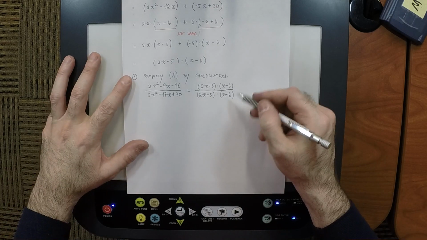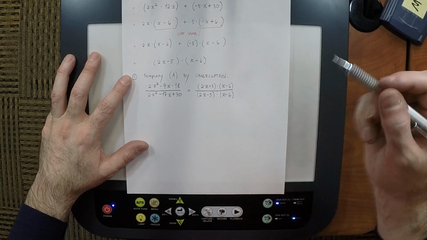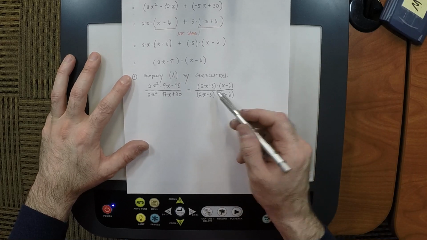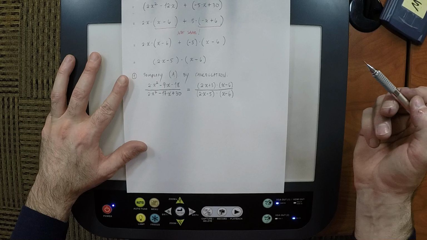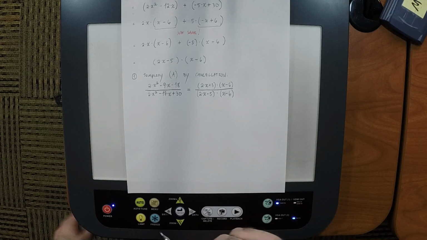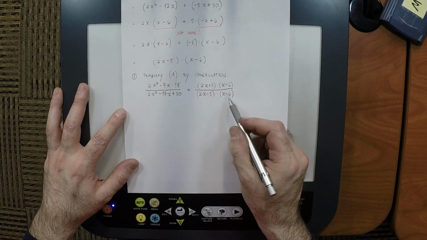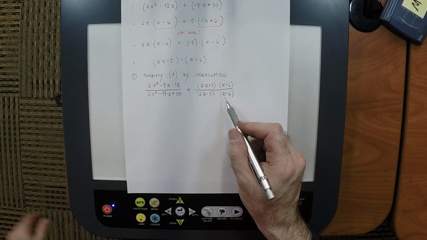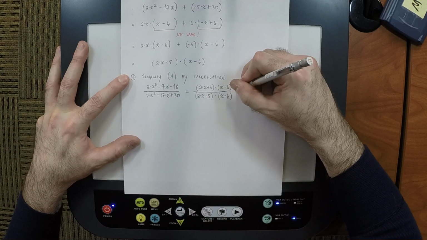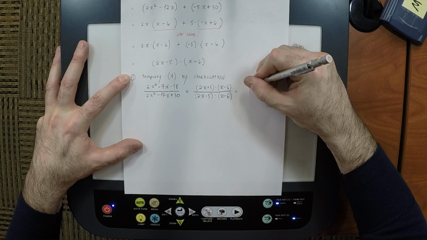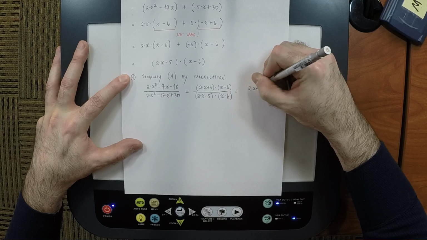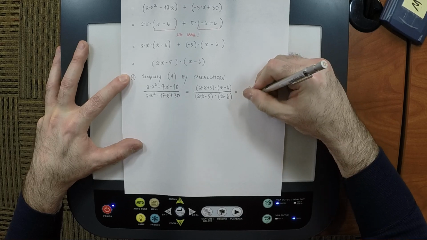Yeah, there's x minus 6's, right? Those cancel. And if it had come to pass that there weren't any, then you would say that there is no cancellation possible. That's totally reasonable too. I could have arranged it to where instead of it being x minus 6, we could have made it be x minus 7. But there is some cancellation. So 2x plus 3 over 2x minus 5.